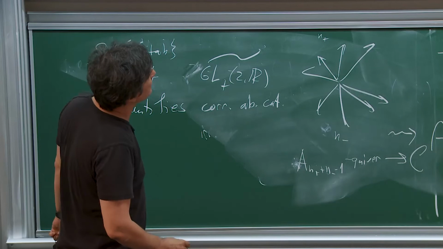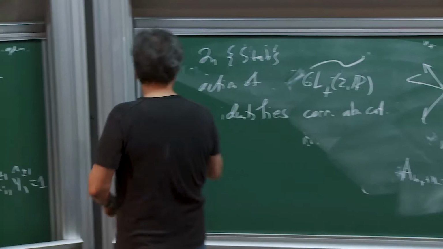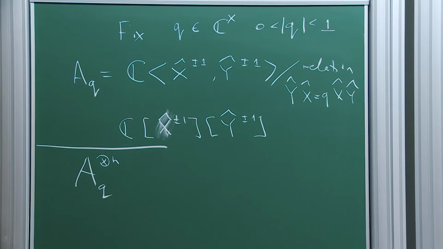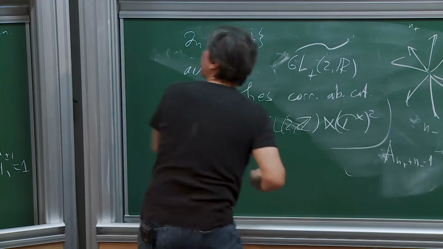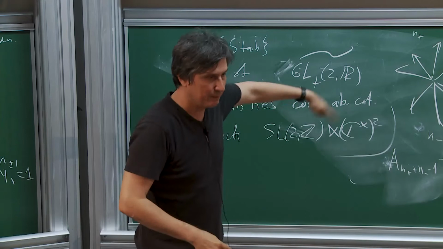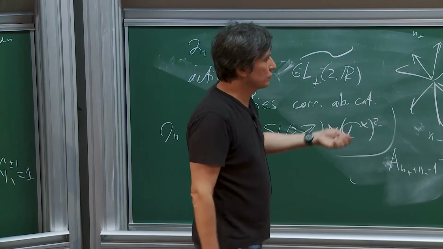On this algebra, on A_Q, X, you get SL2Z, maybe semi-direct product with C star squared, just by monomial transformation. You replace X hat by Y hat by monomials multiplied by powers, so it gets an action of some group. The question: why does this group act on this abelian category?